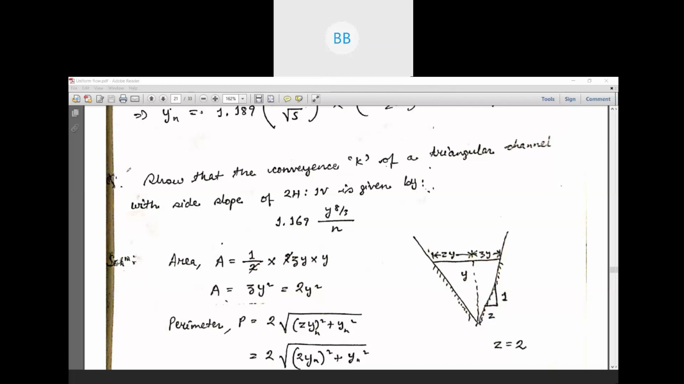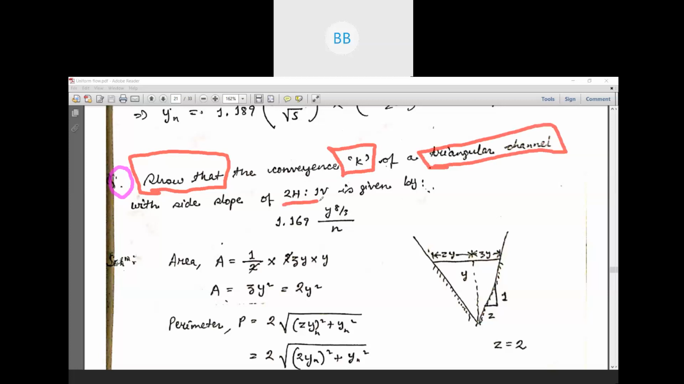Okay, so we will move on to the next numerical. This is also so that you write down the equation. Now we have to derive the expression for K for a triangular channel with side slope given as 2 horizontal to 1 vertical.